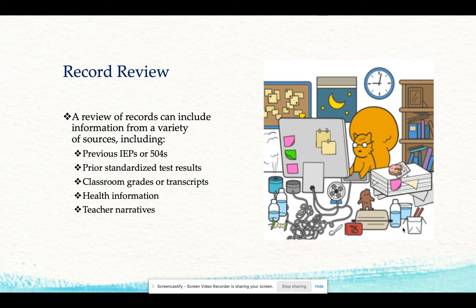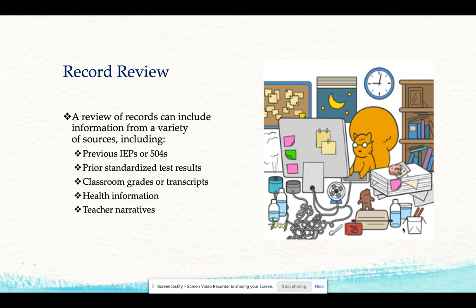It could be a previous IEP or a 504. Both would have information on the disability that the student has, and also on previous accommodations and or goals that the student had to help them through school. You may have access to prior standardized test results like the CMAS or other testing that might have been done in another state or in another school district that the student is coming from. So that would be helpful in just seeing where they were at the time.